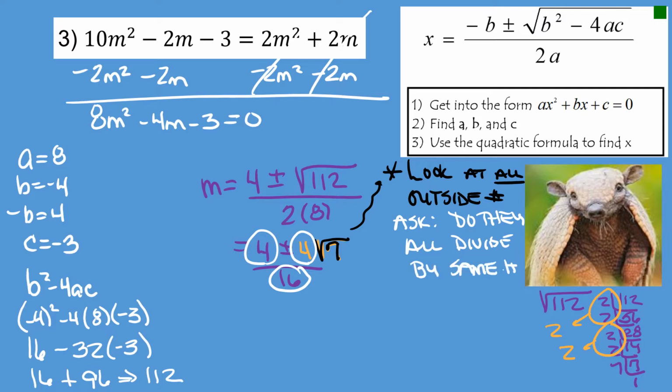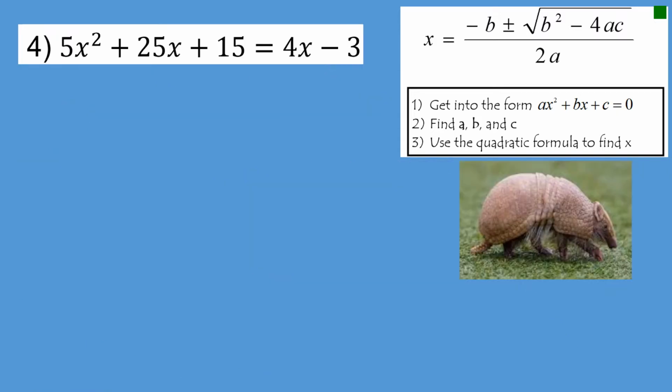In other words, do they have a common factor? The answer in this case is yes, they all divide by 4. So I'm taking every outside number and I'm dividing it by 4. So my final answer, 4 divided by 4 is 1, plus or minus 4 divided by 4 is 1. The square root of 7 is inside, I don't deal with it. 16 divided by 4 is 4. Again, there's a radical left, so I'm leaving it.